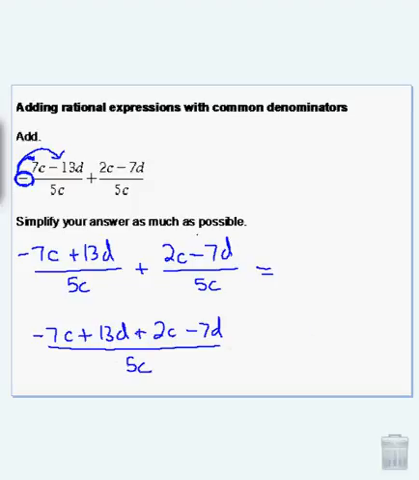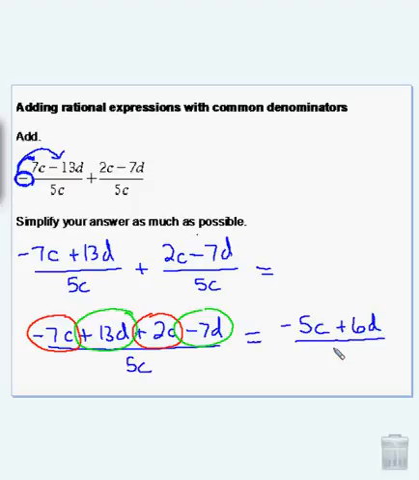And we need to collect our like terms. I have negative 7c and positive 2c. That will give me negative 5c. And then we have positive 13d and negative 7d. Positive 13 minus 7 will give me positive 6d all over 5c.